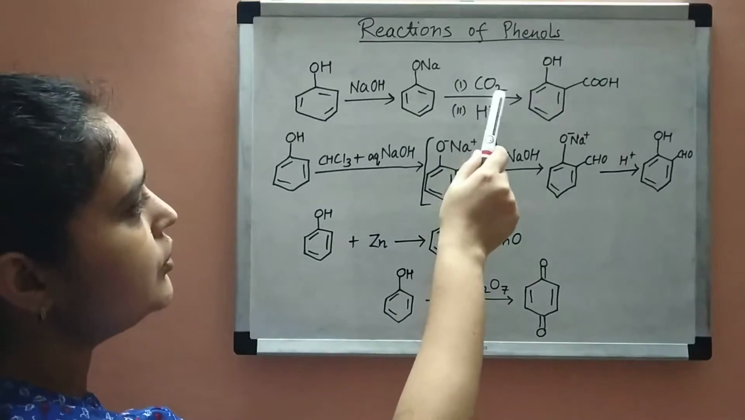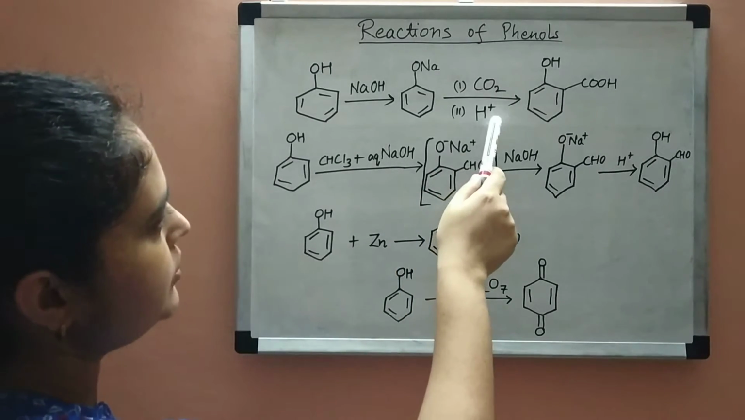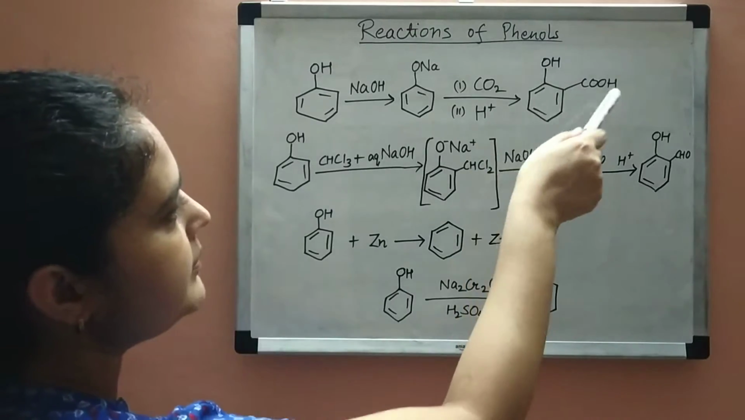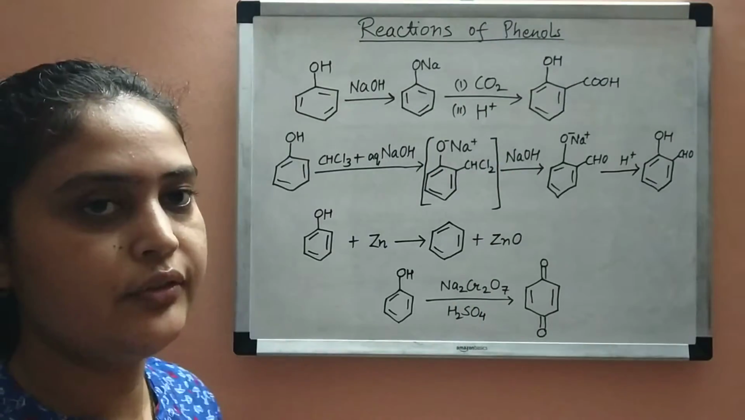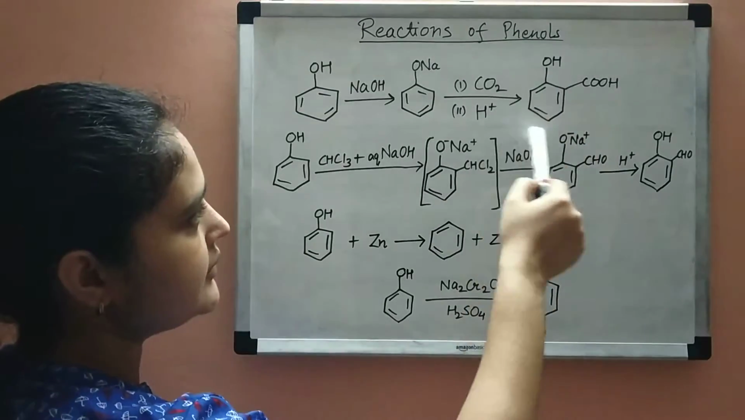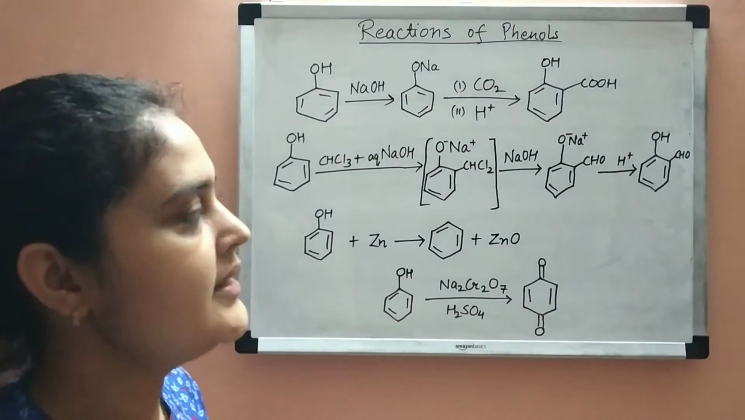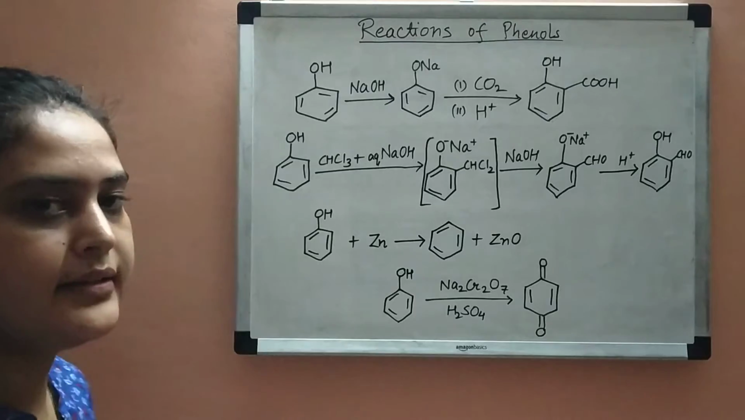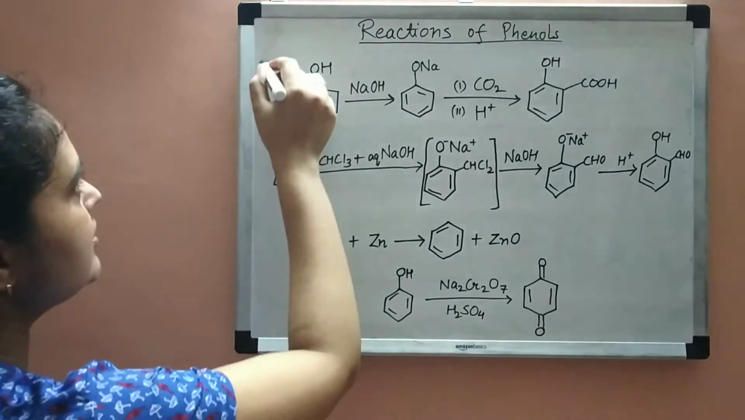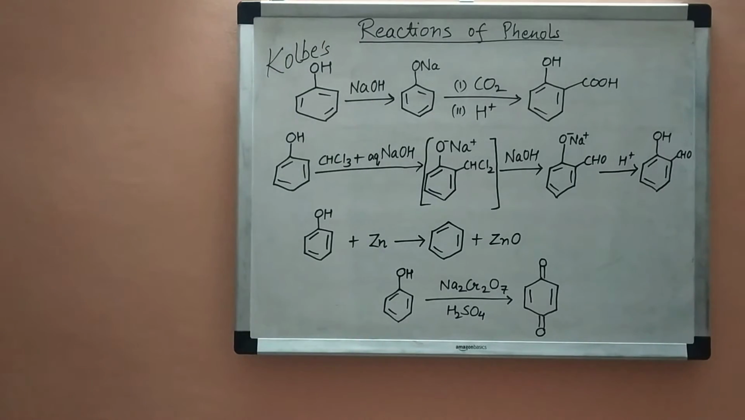So we can add CO2, that is carbon dioxide, to it, and then acid. Then we get 2-hydroxybenzoic acid as the final product. CO2 is acting as a weak electrophile here. This product is also known as salicylic acid. What is its common name? Salicylic acid. So this whole reaction is known as Kolbe's reaction. This is a name reaction.